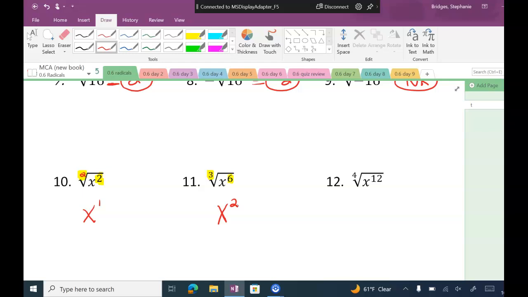You're looking for the fourth root of x to the 12th. Basically, you're thinking about splitting that exponent 12 into 4 equal parts. That's why we just divide. How many times does 4 divide into 12? 3. So the fourth root of x to the 12th would be x to the 3rd.